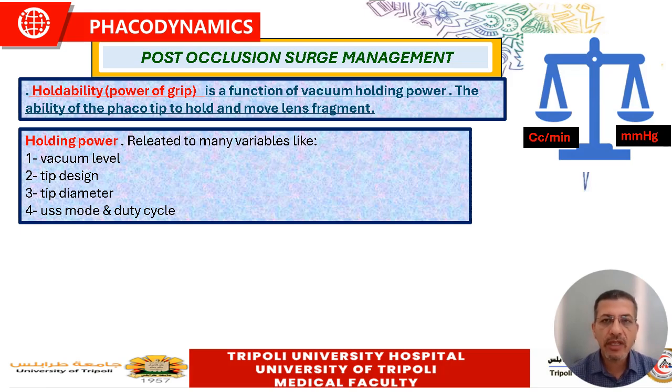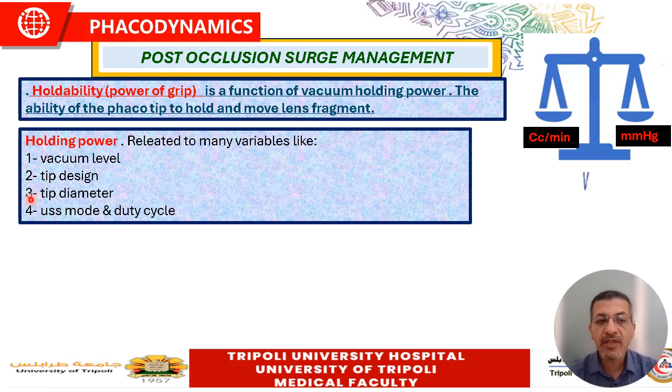For good holding power, there are certain variables that determine the holding power of your phaco tip. One of them is the vacuum. The more the vacuum, the more the holding power. This is very important. Also the design of your tip, that's to say the angulation. The more angled the tip, the less the holding power, because there will be no good occlusion. However, the smaller the angle of the phaco tip, the more holding power, because of good occlusion.